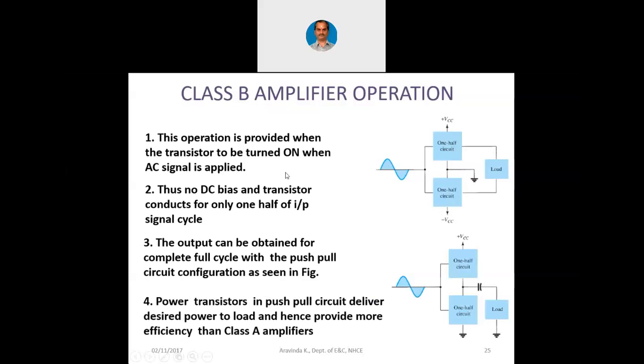Power transistors in the push-pull circuit deliver desired power to load and hence provide more efficiency than class A amplifiers. Now as you can see, there is no static power here. There is only dynamic power, which means normally if one is on, the other will be off. So only when the signal is applied, the device will turn on. Otherwise, both devices are off. So there is a substantial reduction in power consumption. So naturally, there is a higher efficiency in class B amplifier operation.